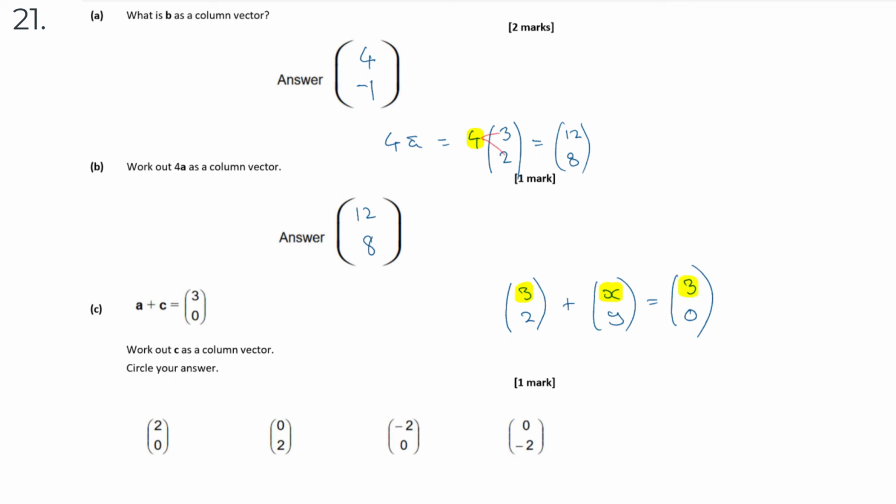So because 3 plus x equals 3, it implies then that x is equal to 0. Okay? And then the other one, I've got 2 plus y, and that's equal to 0. Okay? So I've got 2 plus y equals 0. So what does that make y then? Y must be negative 2. Okay, so which one is it? It's got to be that one there. Then there's an x is 0, y is negative 2.